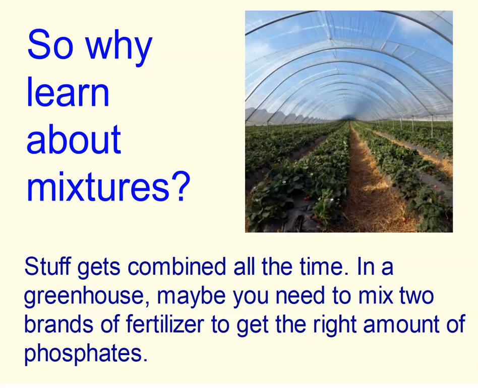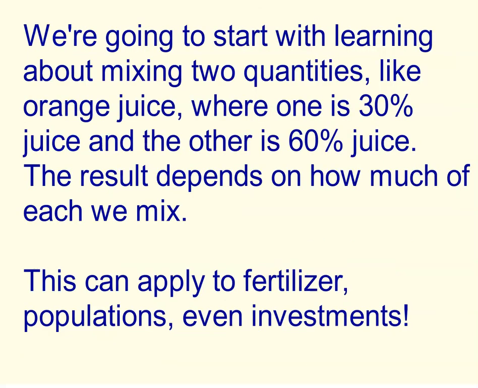So I want to move you forward, and we're going to start with this idea that's kind of like this. If you've got some orange juice that's 30% juice, or another one that's 60% juice, and when you mix them together, the result depends on how much of each of them you mix. If you use just a little bit of the 30%, you're going to get a mixture that's pretty close to 60%. Okay, but if you use just a little bit of the 60%, then you're not going to raise the concentration of the 30% very much. So what we're doing kind of depends on how much of it you're talking about.